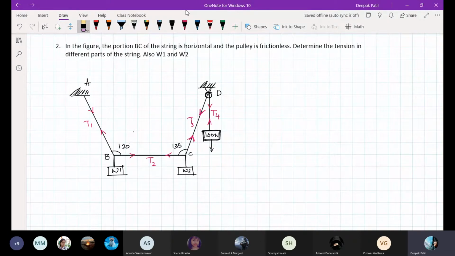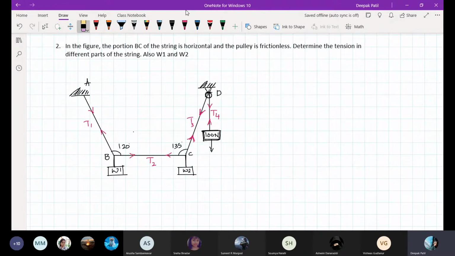If it is having some friction, then whatever tension is there in this string, the same tension may not be there in this string. So it will be less because of the friction. But since they have told that the pulley is frictionless, it means that whatever tension is there in this string, the same will be there in this string. So I can say that T4 is equal to T3. You have to understand that first. Then let us find out what will be the tension in this string.